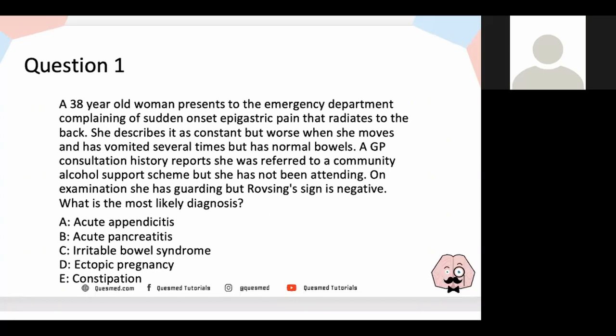An ectopic pregnancy is an important differential to remember in any woman of childbearing age who presents with abdominal pain, and you should always do a pregnancy test in these patients. The history given here is much more classical of pancreatitis. For patients with a history suspicious of an ectopic pregnancy, you'd want to elicit any abdominal or pelvic pain, and ask about missed periods, vaginal bleeding, dizziness, shoulder tip pain, and urinary symptoms.